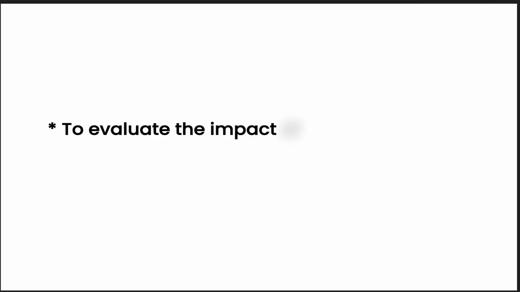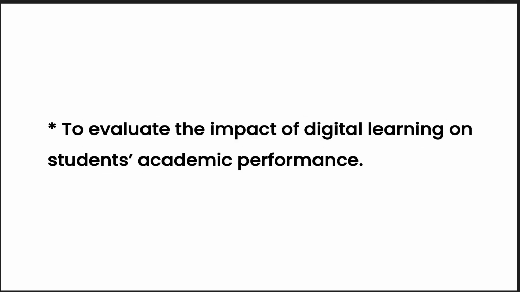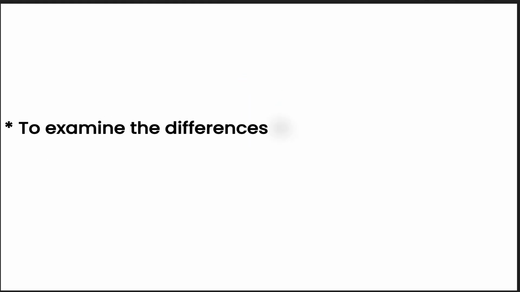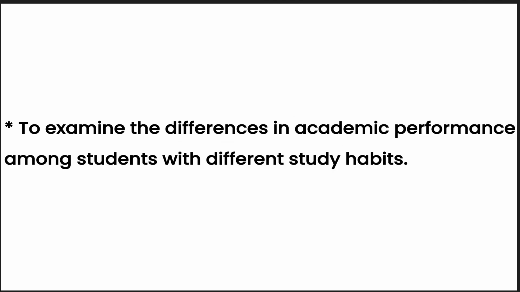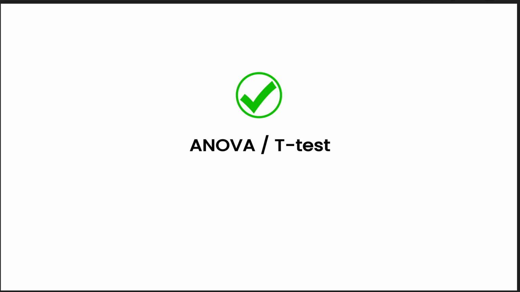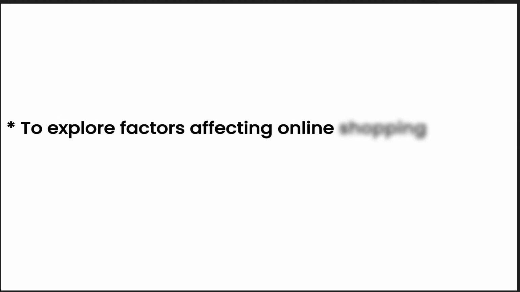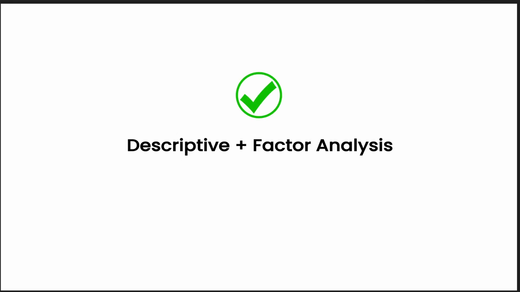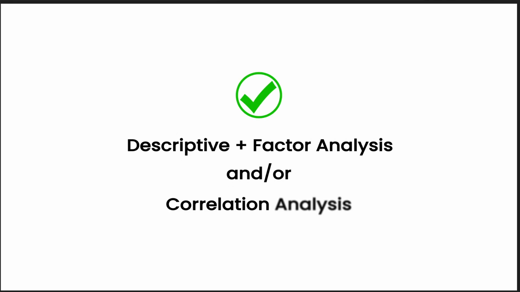To evaluate the impact of digital learning on student academic performance, the right analysis is either t-test or regression analysis. To examine differences in academic performance among students with different study habits, the right analysis is either ANOVA or t-test depending on the number of groups. The last objective exercise here is to explore factors affecting online shopping behavior among young youth. The right analysis is descriptive plus factor analysis and or correlation analysis.